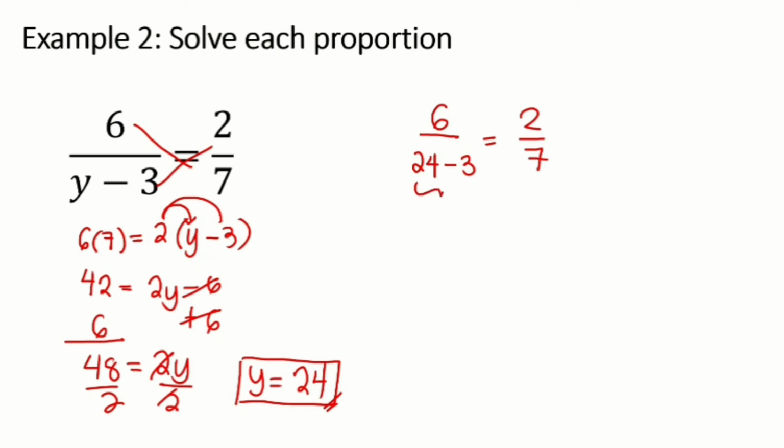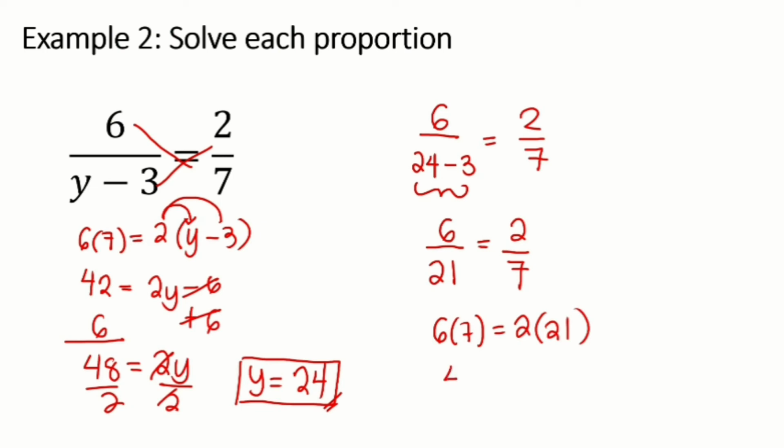We simplify this part. That is 6 over 21 equals 2 over 7. Then we apply cross product. So 6 times 7 equals 2 multiplied by 21. 6 times 7, that is 42, equals 2 times 21, that's also 42. So it produces a true proportion. Therefore, 24 is the solution for y.